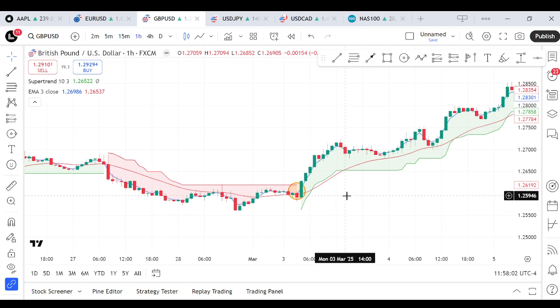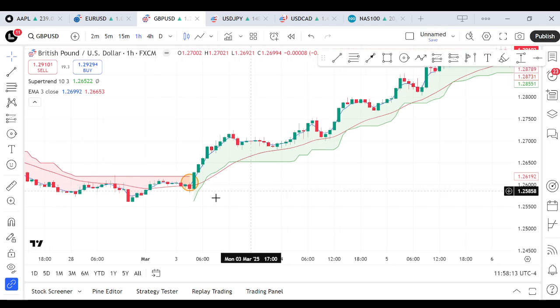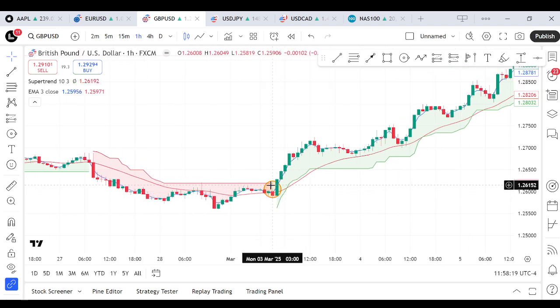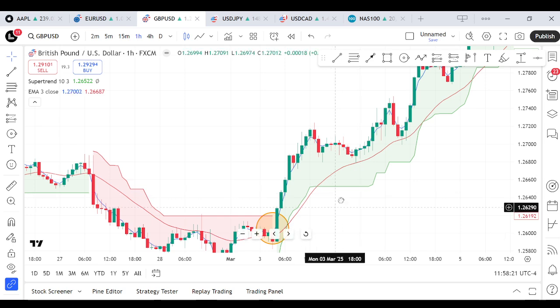Also, we should wait for the SuperTrend line to be below price, and it must be green in color, not red. So this gives us a signal to enter a buy trade. And also at the same time, you can see this engulfing candle, this bullish engulfing candle here.